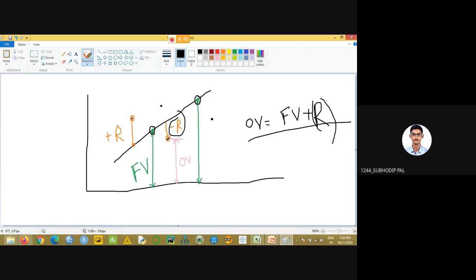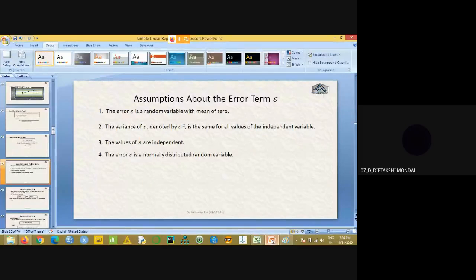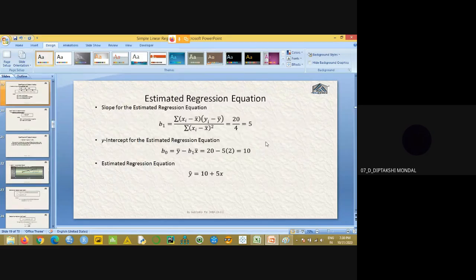So my observed value will become what? Fitted value minus residual. If I minus, then I'll get the observed value. Correct? Clear, everyone? I hope it's clear.